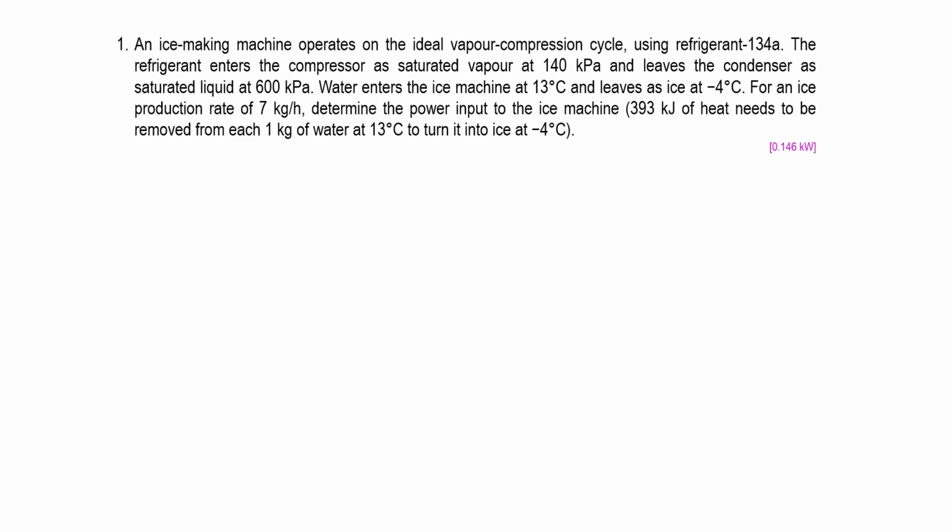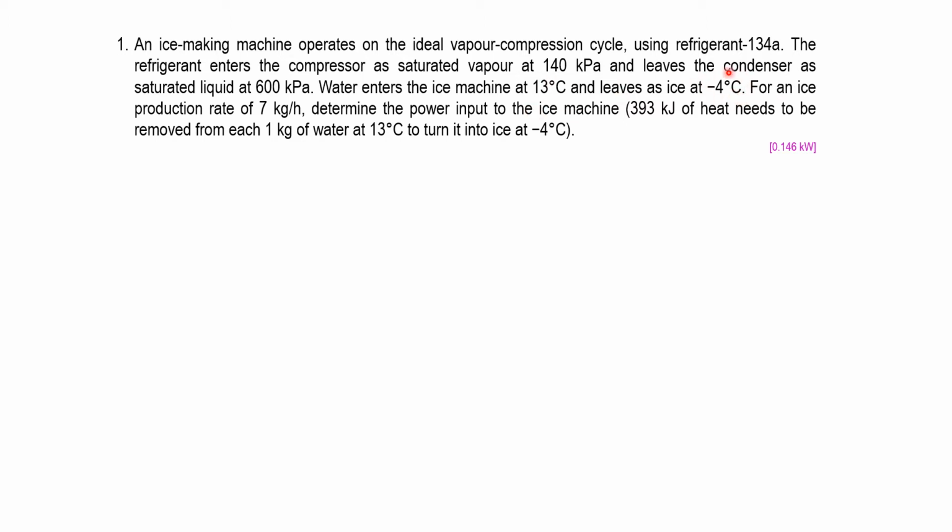So let's look at question number 1. In question number 1, we have an ice making machine that operates on an ideal vapor compression cycle using refrigerant 134A. The refrigerant enters the compressor as saturated vapor at 140 kPa. So this point is important for you to start on the TS diagram, and it leaves the condenser as saturated liquid at 600 kPa. Water enters the ice machine at 13 degrees C and leaves as ice at -4.